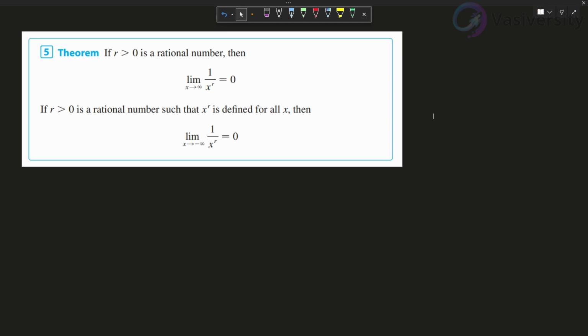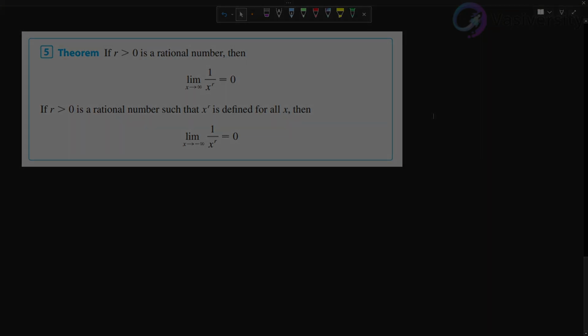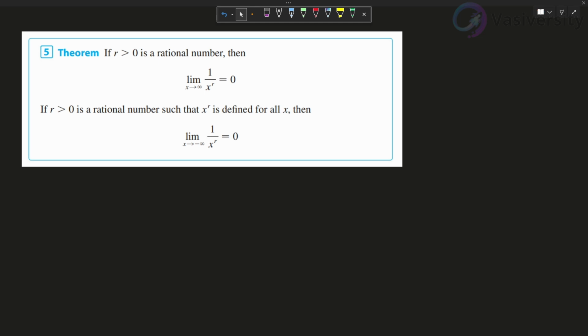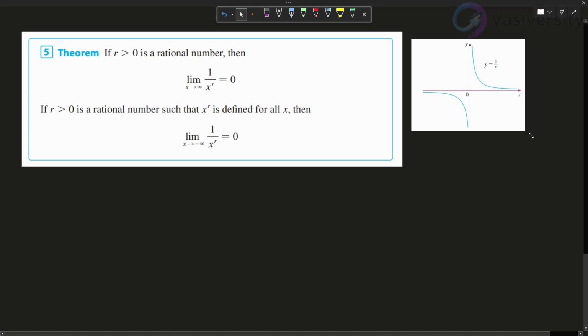And that makes sense. Our most famous hyperbola, and most famous function in general, is 1 over x.